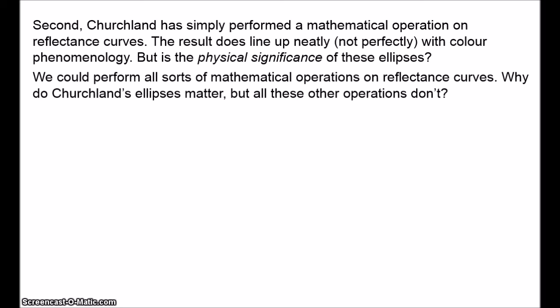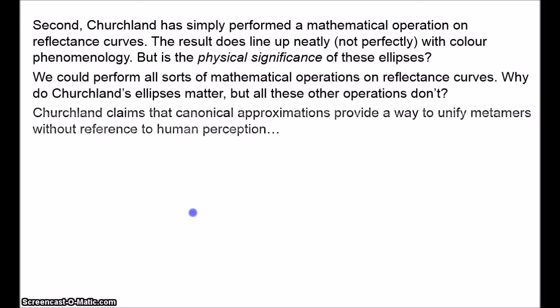Wright continues, the results of any such operations would surely be objective in some sense, but few, if any, would find a home in physical theory. In other words, not just any mathematical construction is going to be interesting from a physical point of view. It's going to be used in physics, in physical theory in general. So, why do canonical approximations matter, but other mathematical operations, such as Wright's operation, don't matter? Why do we take canonical approximations rather than some other mathematical operation to correspond to colour? Well, because canonical approximations end up matching the phenomenology of colour vision.